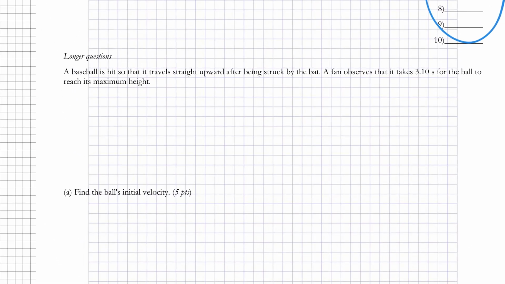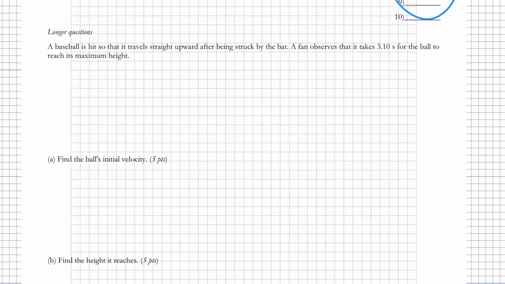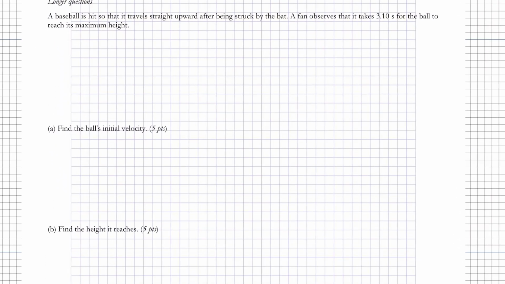All right, so a baseball is hit so it travels straight upwards after being struck by the bat. A fan observes that it takes 3.10 seconds for the ball to reach its maximum height. Okay, cool. We're at another maximum height problem. They love these maximum height problems. You should know that I don't make these problems up, right? Okay, so given, what do we know? Given, we know time is 3.10 seconds for the ball to reach its maximum height.